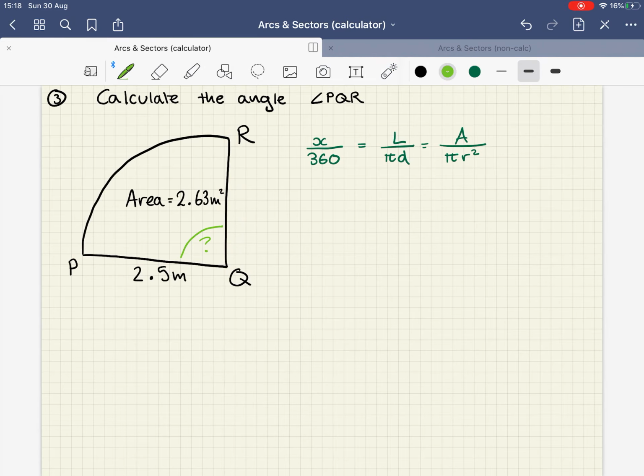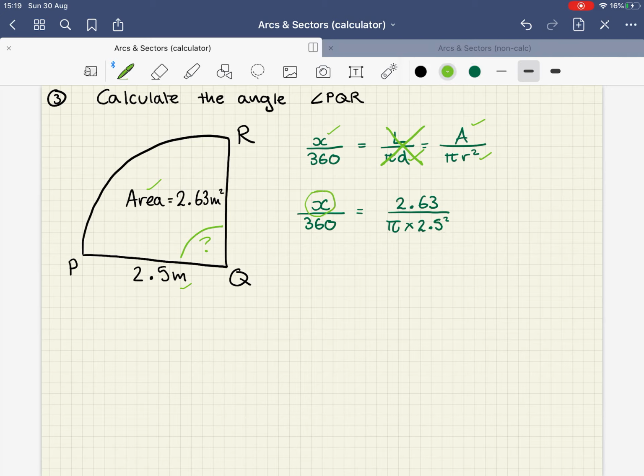So I'm going to give that a little tick there, because I do have to use that fraction. Then I've got my radius down here, so that means I can work out my diameter or my radius there. And then I'm given the area, so I'm going to give that area a little tick. So the thing I don't have is that length, so I'm not going to use that fraction there. So now I'm going to substitute the things I do know. So x over 360, I know the area is 2.63 over pi times 2.5 squared.